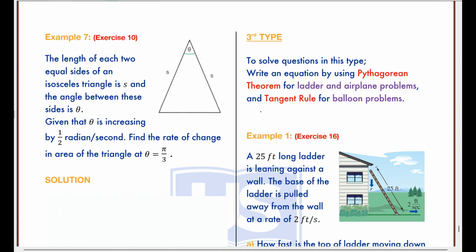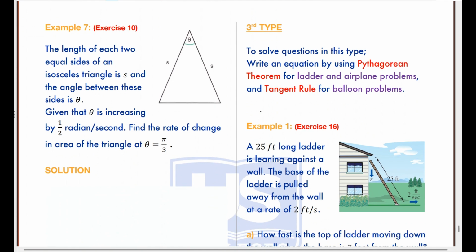Another type of rate of change question. This is an exercise question, and a similar question came in Wizari. There is an isosceles triangle, the angle between the equal sides is given, and it is given that theta is increasing by 1 over 2 radian per second. So theta is increasing means theta prime. With respect to what? With respect to time.